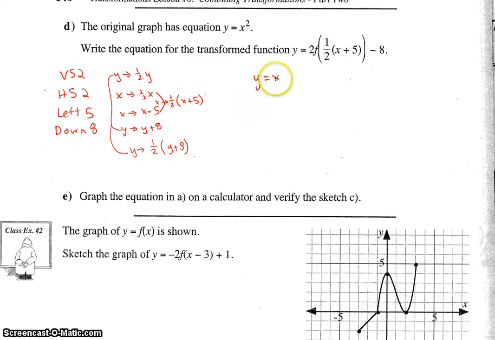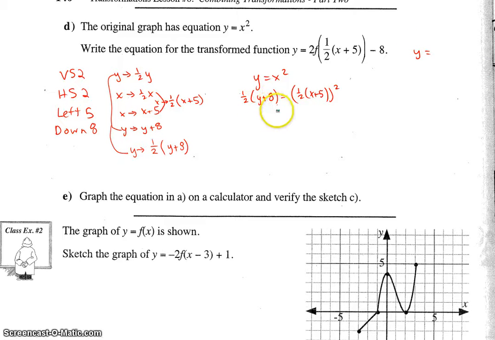Let's take our y equals x squared. We're going to replace y with 1/2 y plus 8. Replace x with 1/2 x plus 5 in bracket and then in bracket squared. There we go. Now we're not done because they usually want it in y equals form, right?